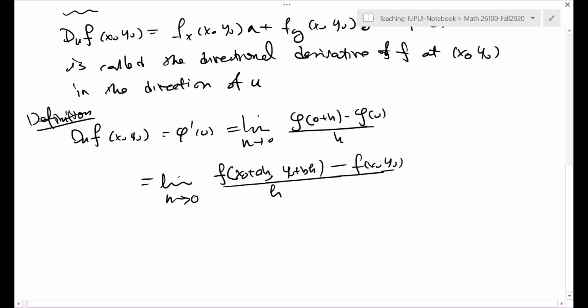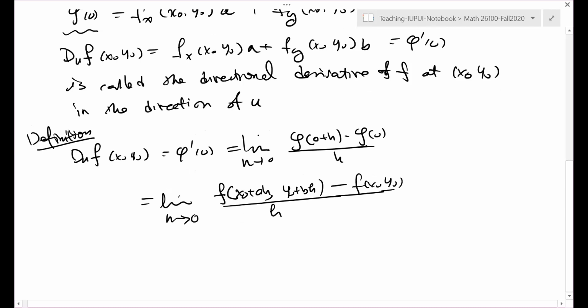Now, meanwhile, I also get a formula for the directional derivative. If the function is differentiable, then it's given by the above formula. All you need to know is just the partial derivatives of the function and then this linear combination. This is going to be the formula.